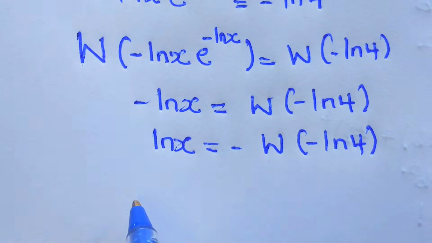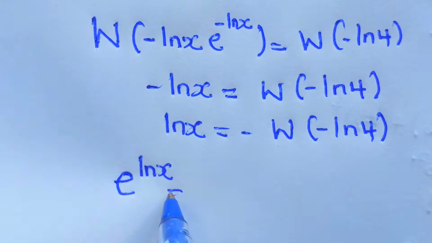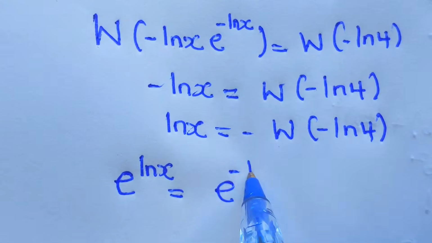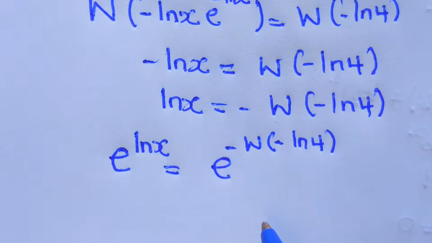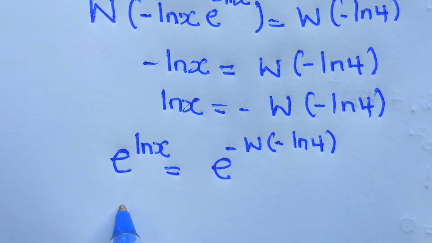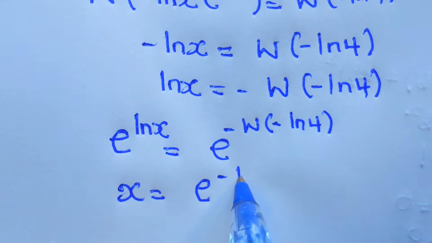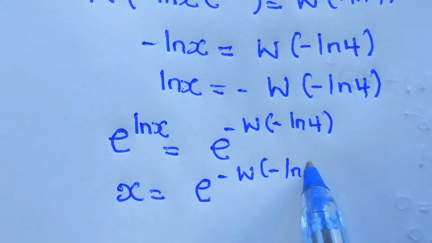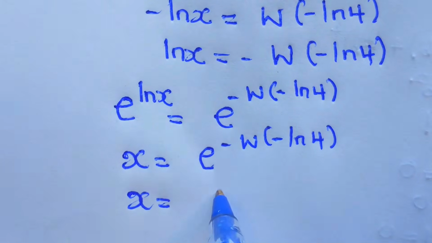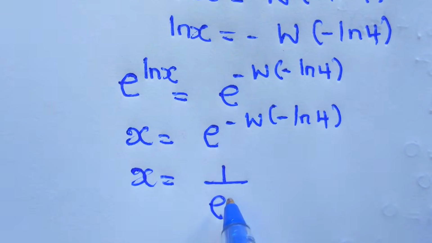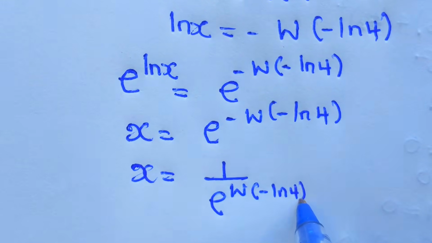We can apply e on both sides, so e^(ln x) equals e^(-W(-ln 4)). Now here, this is x, which equals e^(-W(-ln 4)) right here. So x only should be equal to 1 over e^(W(-ln 4)).